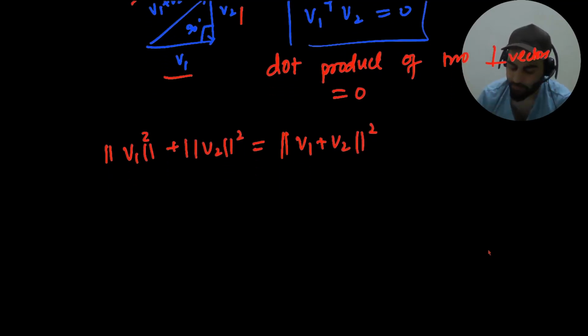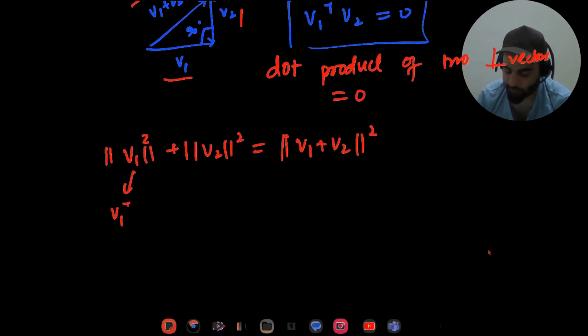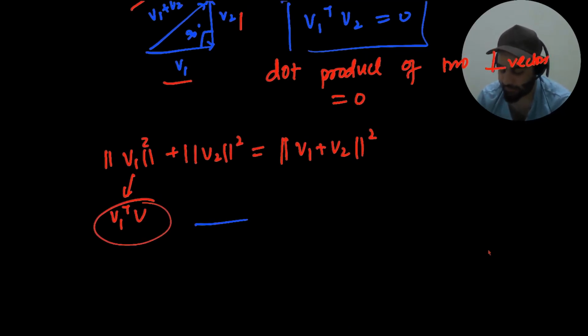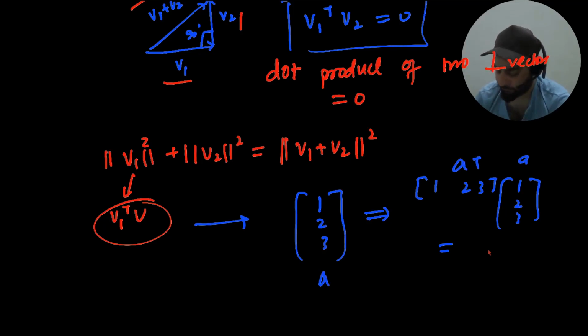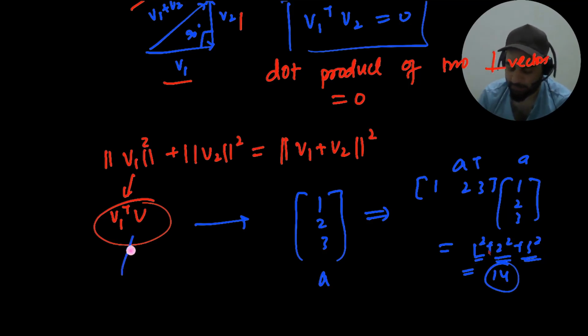So I can write this like this: v1 transpose v. Let me justify this. How can I write this? Let's suppose we have a vector 1, 2, 3. I can write the dot product of this vector as 1 2 3 multiplied by 1 2 3. This will give me the square of this vector. Let's call this vector A. This will be A transpose A, and this will be 1 square plus 2 square plus 3 square, which is 1 plus 4 plus 9, equal to 14. I think that is why we can write this like this, and it's clear to you.